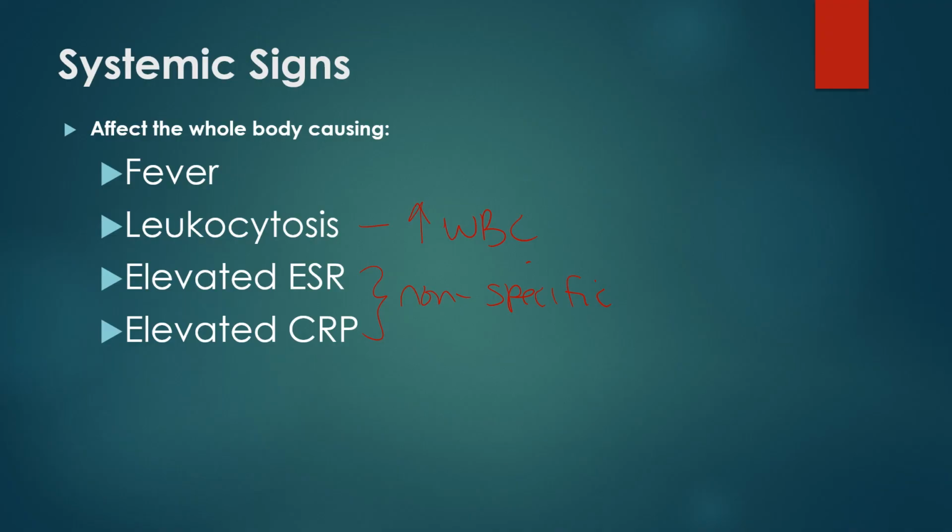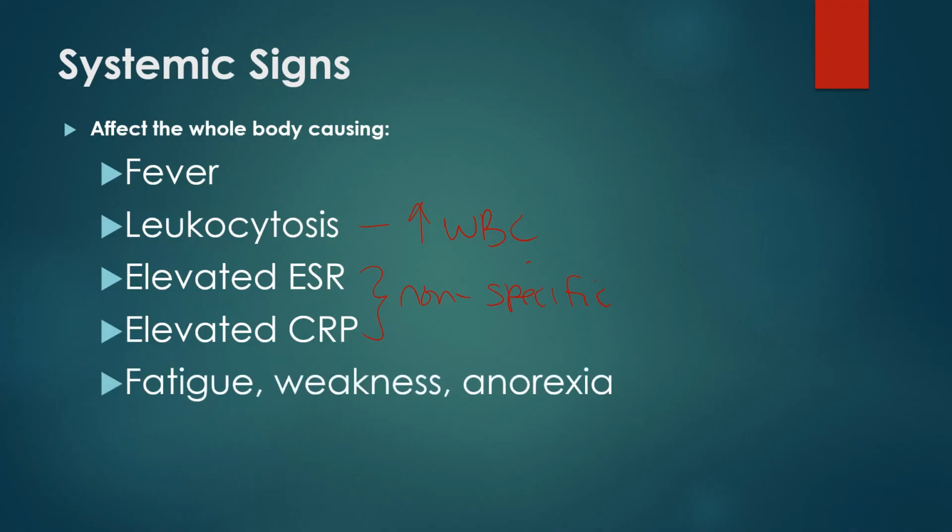But for example, to diagnose the client with a urinary tract infection versus inflammation of the pancreas or infection involving the gallbladder, they're not specific in that sense. Systemic signs also include malaise, fatigue, weakness, anorexia, and a headache. Fever is one of those things that we'll cover later in terms of dissecting fever a bit more.